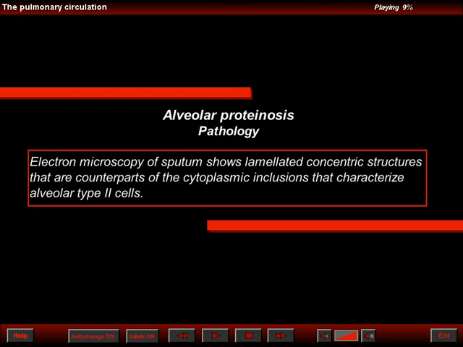Expectorated sputum examination by electron microscopy may show laminated concentric structures that are the counterparts to the cytoplasmic inclusions that characterize the alveolar pneumonocyte type 2 cell. These laminated bodies are somewhat, at first glance, similar to the cyst of Pneumocystis carinii. At first glance, the patients are considered to possibly have PCP pneumonias, and this was the initial confusion in the interpretation of the laminated bodies from sputum analysis.